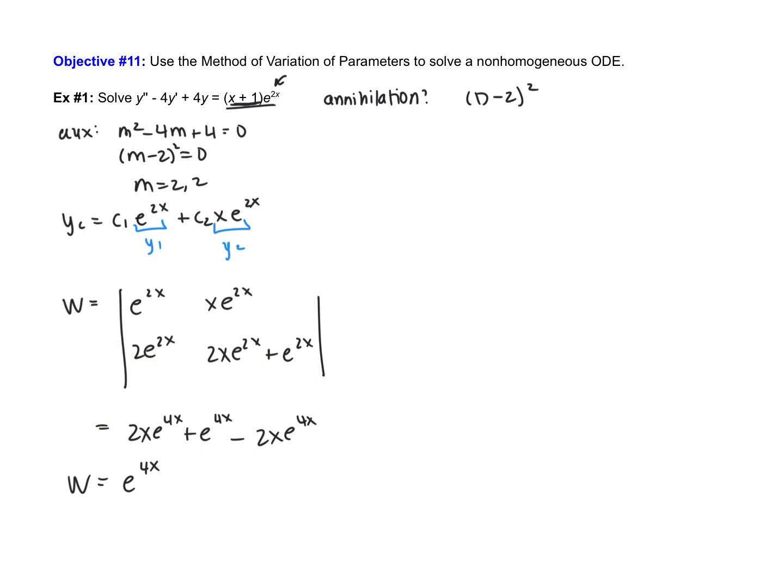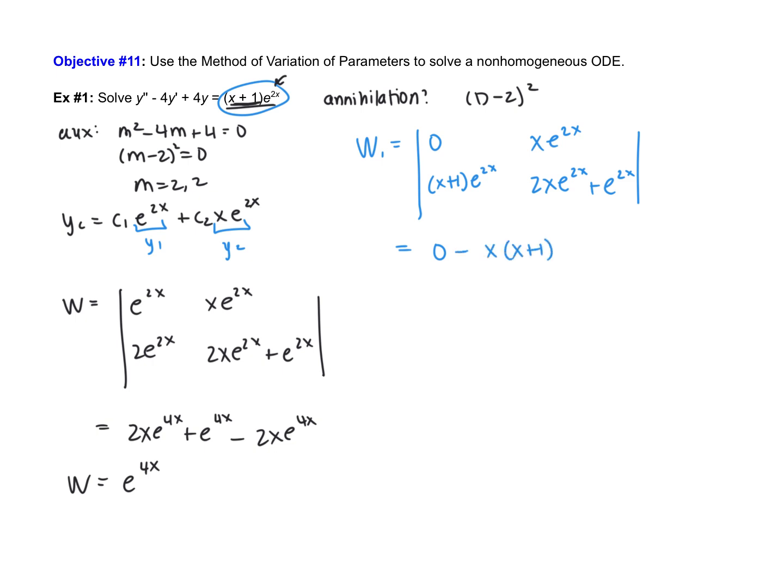Okay, so next thing that I'm going to do is find w1. For w1, I'm replacing that first column with 0 and my answer function, which is that x plus 1 e to the 2x. And then the second column stays x e to the 2x and 2x e to the 2x, add e to the 2x. So this is going to give me 0, subtract x multiplied by x plus 1 times e to the 4x. So that w1 just gives me negative x times x plus 1 e to the 4x.